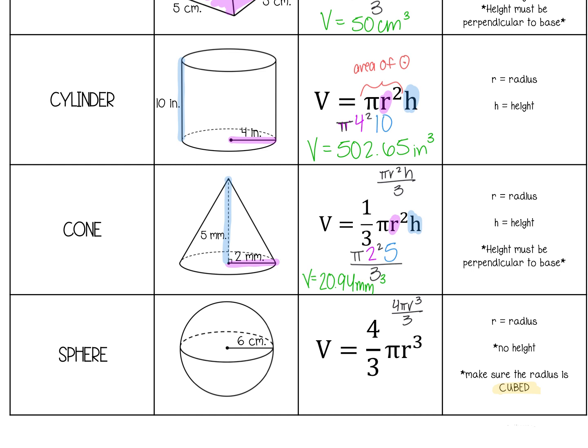Looking at it, what would my radius be? It would be my 6. That's my radius, no matter where it is in the circle. So what am I plugging in? I'm plugging in 4 on my calculator. Pi times radius cubed divided by 3.